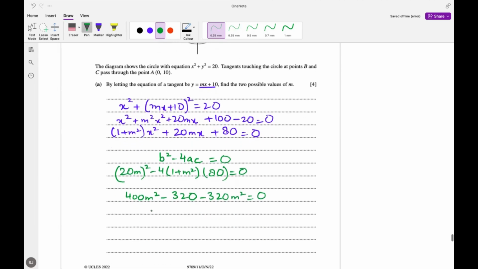400m squared minus 320m squared is 80m squared, and we can bring the 320 to the other side. So m squared will be equal to 320 upon 80, which is equal to 4. So m will be equal to the square root of 4, which is plus 2 and minus 2.